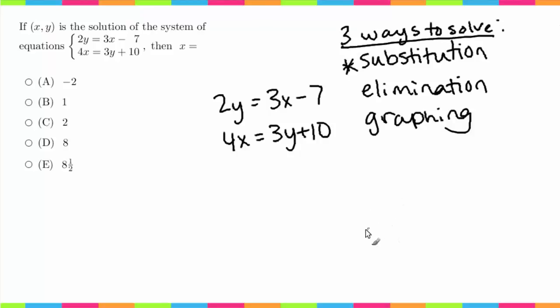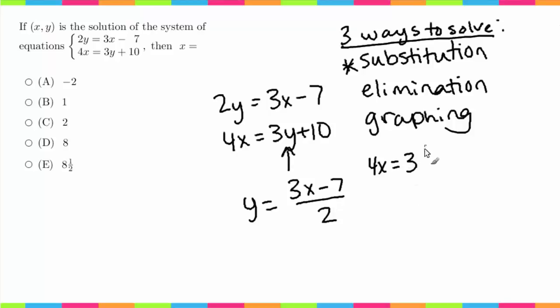That's because I just think it's the fastest, and after a while you'll start to get an eye for it. So what that means is I'm going to pick the first equation, I'm going to solve for y, and I'm going to substitute it into the second equation. So to do that, I'm basically going to divide everything in the first equation by 2. So I'm going to get y = (3x - 7)/2. Now I'm going to take this and substitute that in for y. So then I'm going to get 4x = 3 times (3x - 7)/2 + 10.